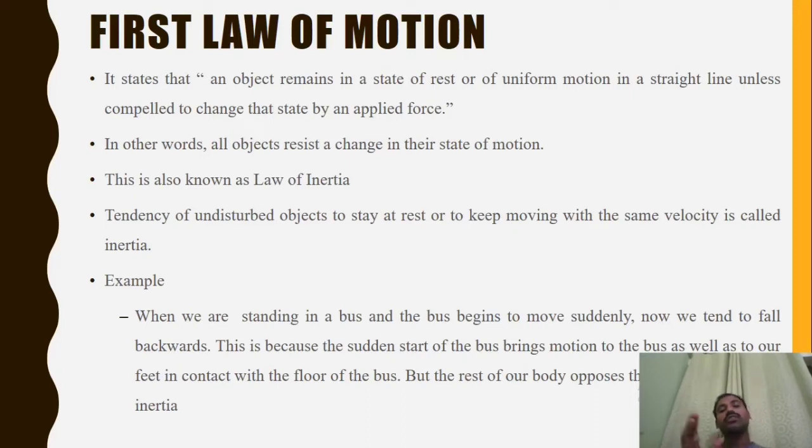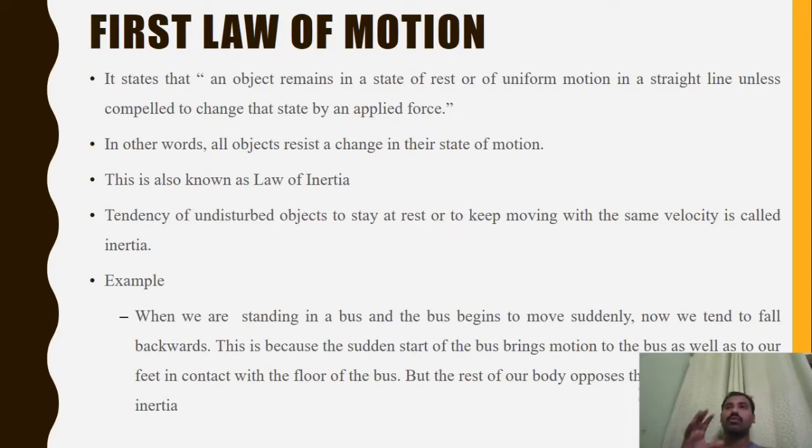Okay, the first law of motion is also known as the law of inertia. What is inertia? Inertia is the tendency of undisturbed objects to stay at rest or keep moving with the same velocity. That is, the tendency of any undisturbed object to stay at rest or to keep moving with the same velocity is called inertia.